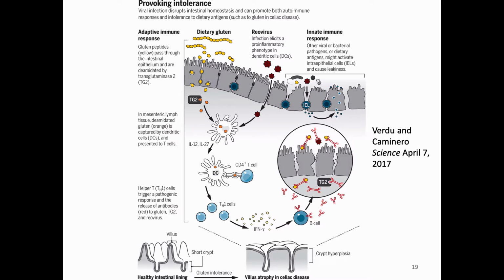This is just the same mechanism shown again. So normally dietary gluten comes in. It leads to a regulatory response. But if dietary gluten is first encountered at the same time as reovirus infection, then our cells are going to start making Th1 polarizing cytokines, and we're going to lead to a Th1 response and eventually the destruction of the GI tract. Whereas if this reovirus hadn't been around, this CD4 cell would have become a Treg and would have lived happily ever after. Yep, Molly.